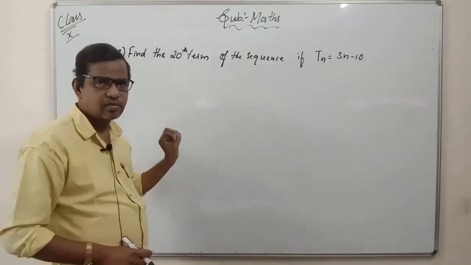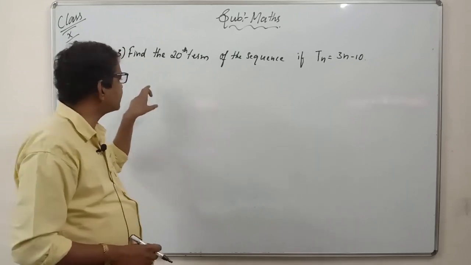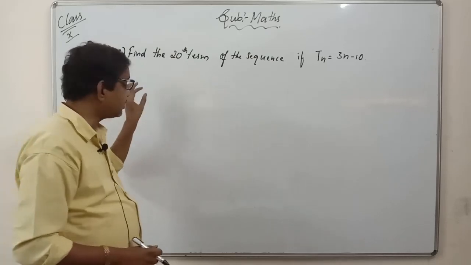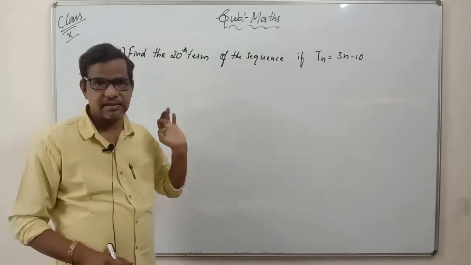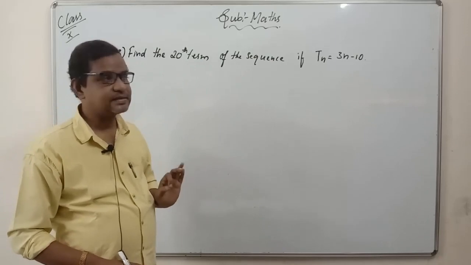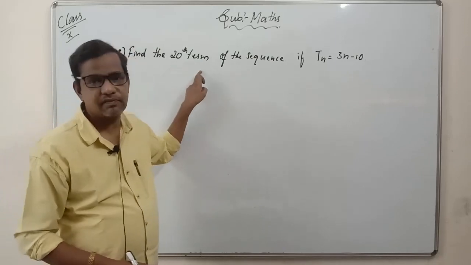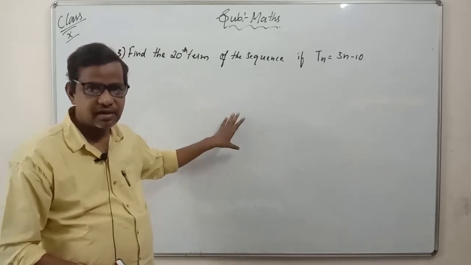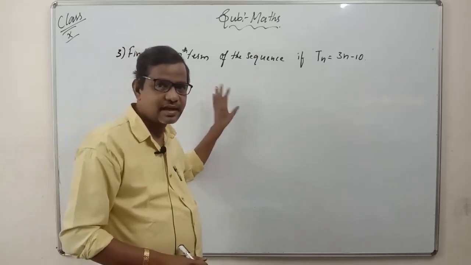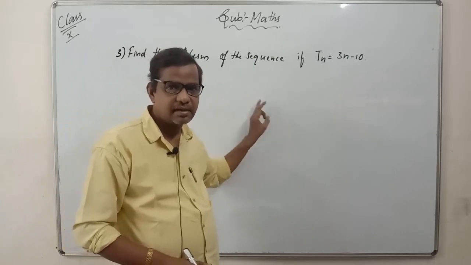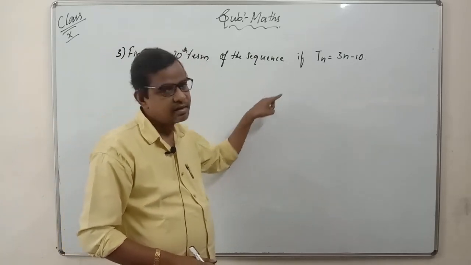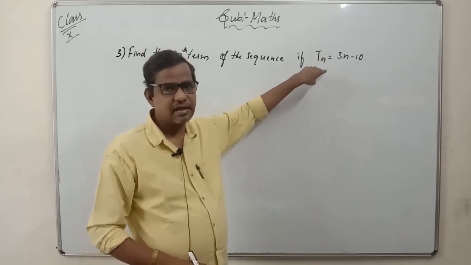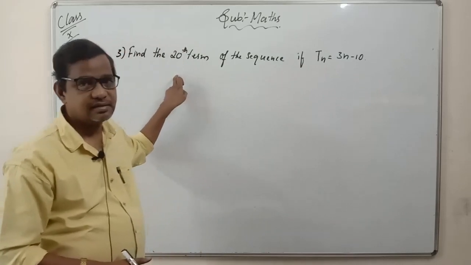See, in the first 2 problems, he used to ask what is the first term, what is the second term and what is the third term. But here he is not asking what is the first term, second term and third term. Directly he is asking to find the 20th term of the sequence. Whether it is 4th term, 5th term, 6th term, he is not asking. If the nth term is 3n minus 10, then what will be the 20th term?